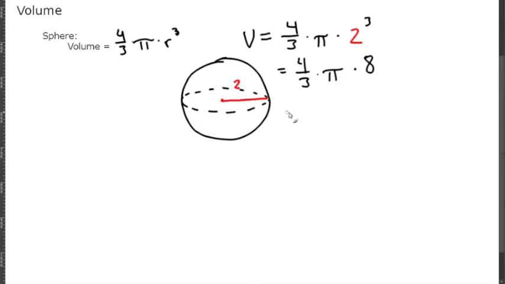And now we just multiply these together. I like to do the numbers first, so I'm going to do 4/3 times 8 first. 4/3 times 8 is going to equal 10.67. So we're left with 10.67 pi, and 10.67 times pi is going to give us 33.51. And I didn't give you units for this, so then we'll just write units.